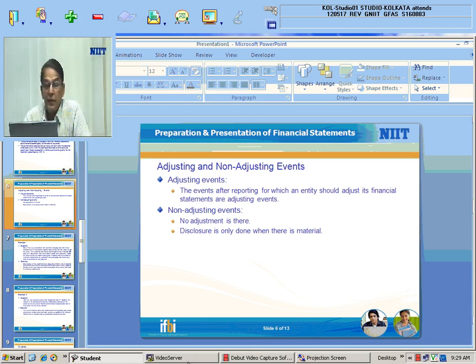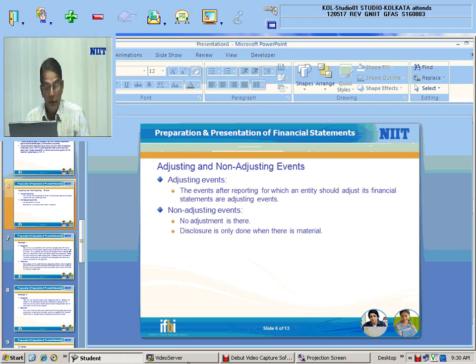A non-adjusting event doesn't require any adjustment in the financial statements. If these events are material, depending on the materiality of the events, then only disclosure will be done, in the form of notes to financial statements or footnotes. Appropriate disclosure will be made regarding those events. The financial statements will not be adjusted. The numbers will not be changed.